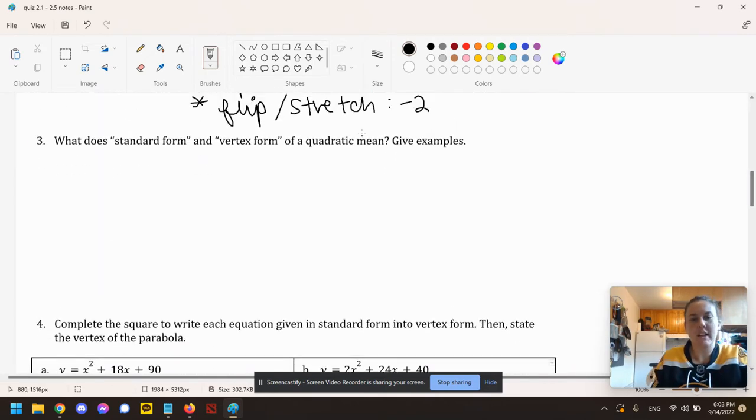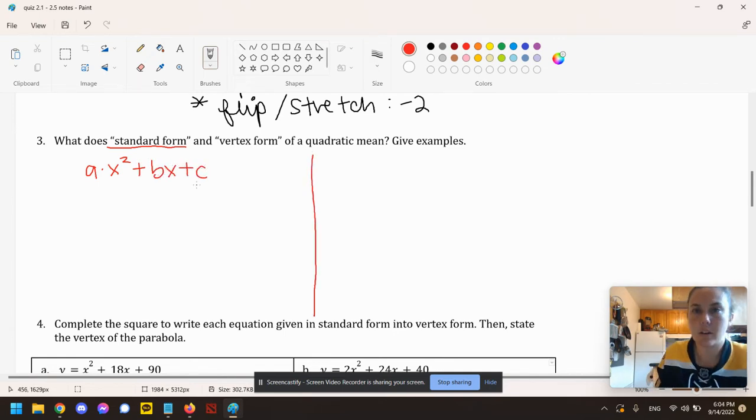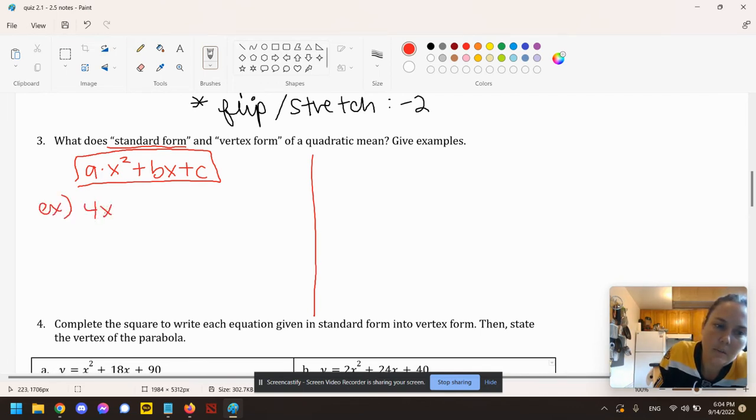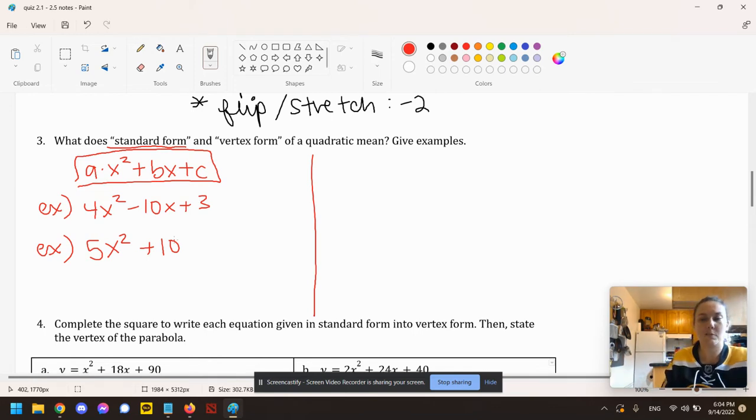All right, what does standard form and vertex form mean? Standard form is when your function looks like this. This is standard form, ax squared plus bx plus c. We've said this a lot in class. We really haven't written notes on it. We'll write notes on it tomorrow. But examples of standard form are like 4x squared minus 10x plus 3, or even just 5x squared plus 10. If there's no b term, that's fine. It just means b is 0.